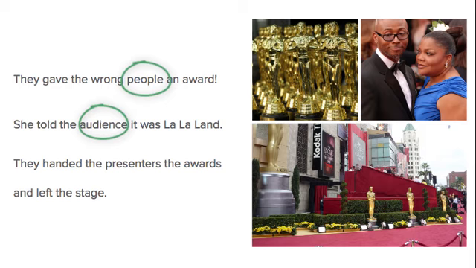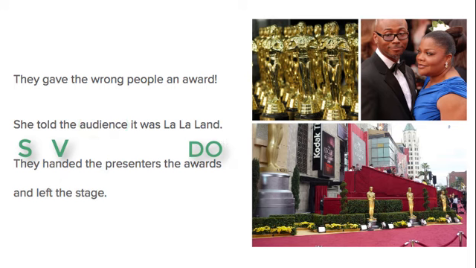One more example. They handed the presenters the awards and left the stage. They is the subject. Handed and left are the verbs. Now left the stage, there is no indirect object because left what? The stage. So stage is the direct object, left is the action verb. But handed what? Awards. So awards is the direct object. Whom did they hand them to? Presenters. So presenters is the indirect object.